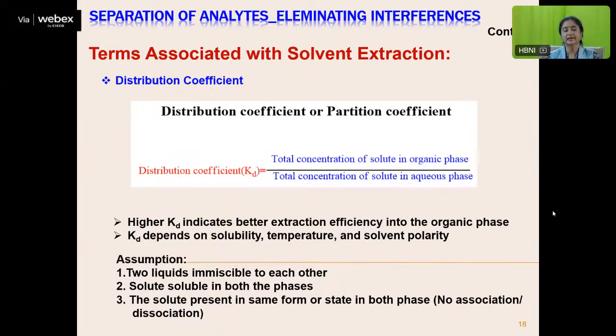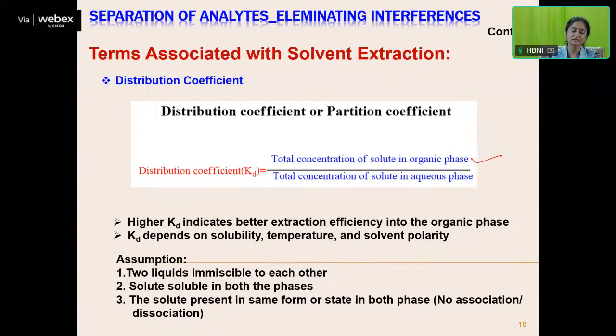Now let us see the various terms associated with solvent extraction. As you have just seen, it is the distribution coefficient, or distribution ratio also it is called: total concentration of solute in organic phase by total concentration of solute in aqueous phase. A higher value of Ke indicates better extraction efficiency into the organic phase, obviously, because organic phase is in the numerator. Then Ke depends on solubility, temperature, and solvent polarity.